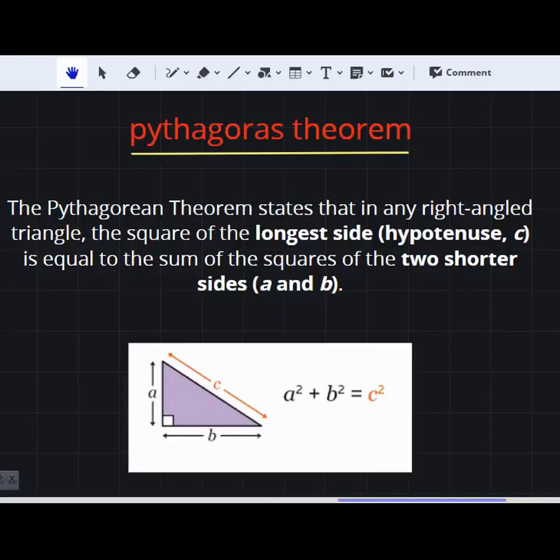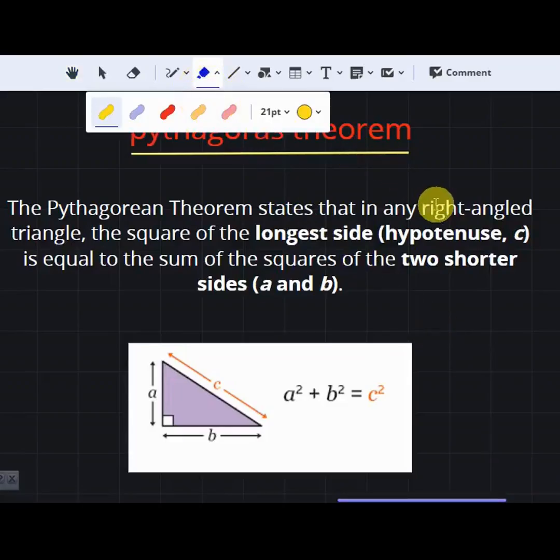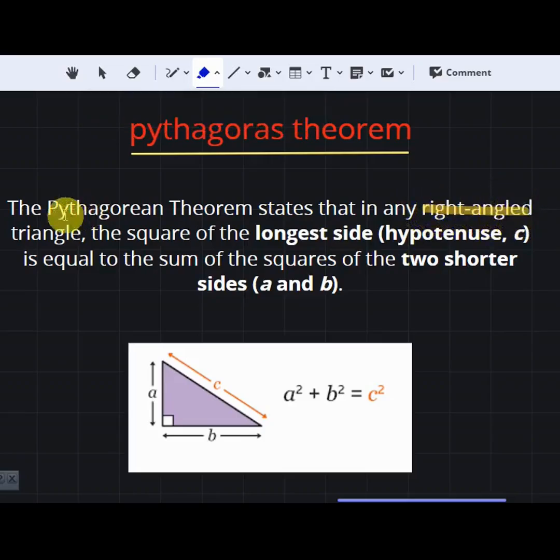Hi students, in today's session we are talking about Pythagoras theorem. The Pythagoras theorem states that in any right angle triangle, the square of the longest side, which is called the hypotenuse or C, is equal to the sum of the squares of the two shorter sides, which are represented by A and B.